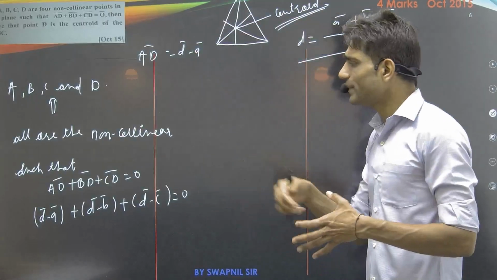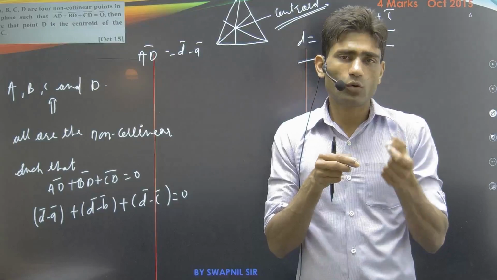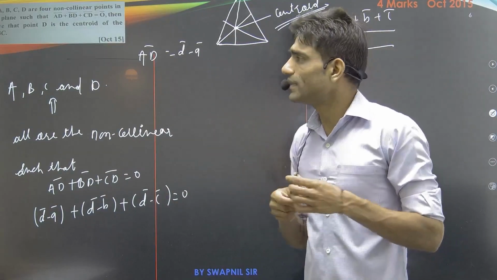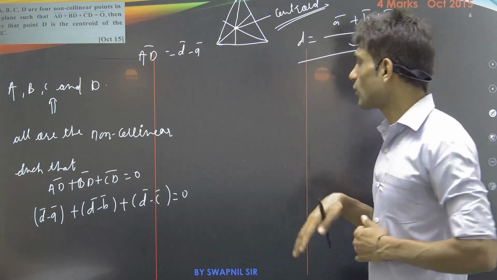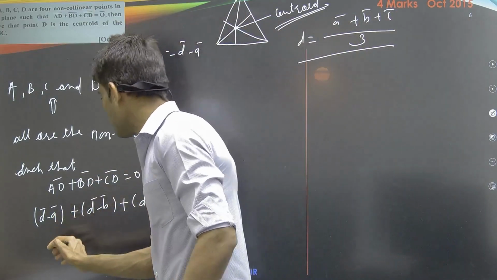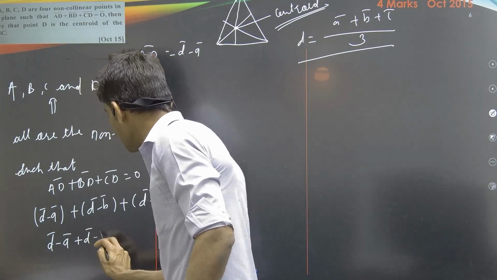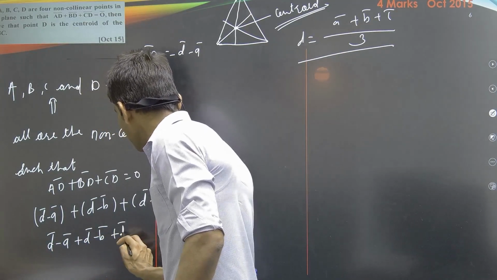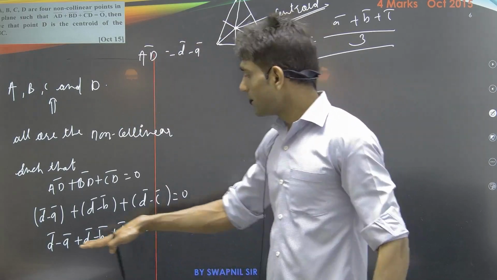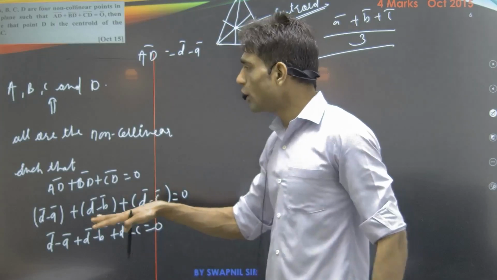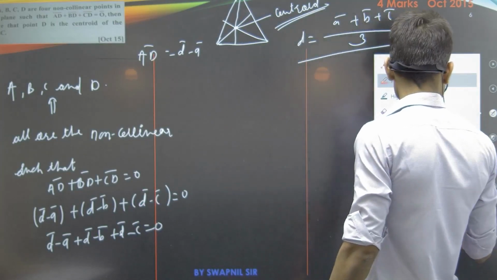So what I have done basically here, I just wrote AD bar as D bar minus A bar, after that BD bar as D bar minus B bar, and CD bar as D bar minus C bar, okay? Now let's go for the next calculation. Remove this bracket: D bar minus A bar plus D bar minus B bar plus D bar minus C bar, which is equal to 0, okay? Now take all the negative terms together, all D bar together, and go for the further calculations, okay?